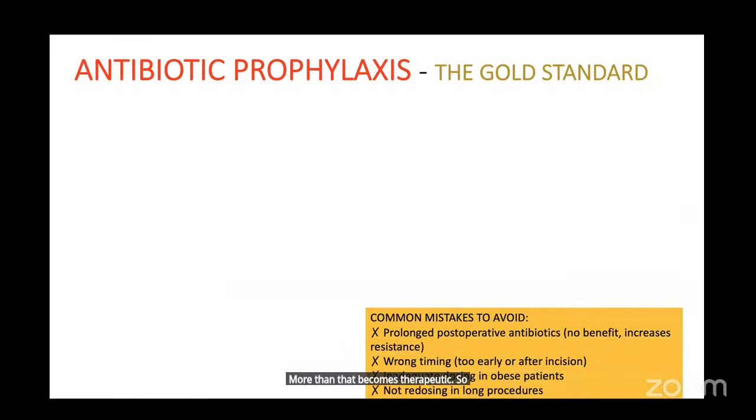So the common mistakes that happen are prolonged postoperative antibiotics. There is no benefit at all in this, especially in clean contaminated or clean cases. Wrong timing: giving the antibiotic too early or after the incision, because it is at the incision that the shower of bacteria comes into the blood. And at that time, an optimum dose of antibiotic should be in the bloodstream. In obese patients, the dosing may become inadequate, and that also is a problem. So if you are doing long procedures, you may have to give a second dose. If it is not given again, the half-life of the antibiotic goes off and chances of infection become high.